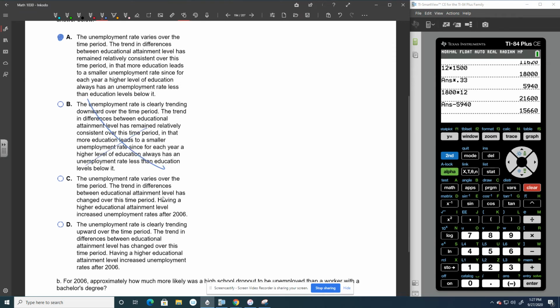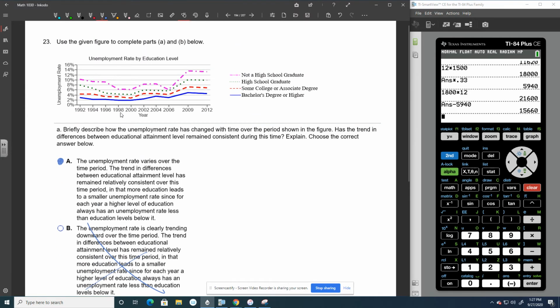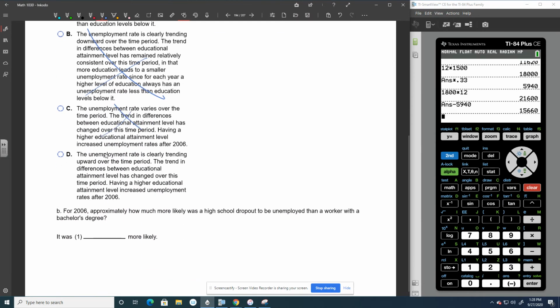The unemployment rate varies. The trend and difference between attainment level has changed. No, they're still the same. The pink's still on top, green second, red third, blue fourth. So not C, and D will say something similar to that, okay?